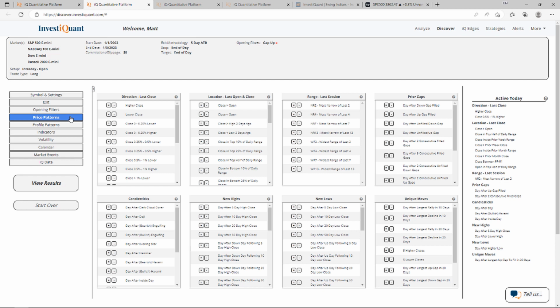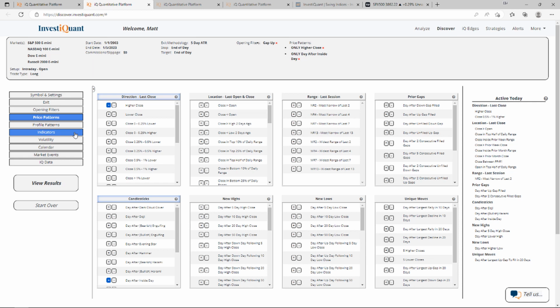I'm going to grab two different pieces of information. The first thing I'm going to do is grab this top option here, higher close. Yesterday's close was above the prior session close. And then we also had that inside day pattern, which I'm going to grab from our candlesticks down here. You can hit equals next to either of these options to get those added to the test or grab them from active today. Either way works.